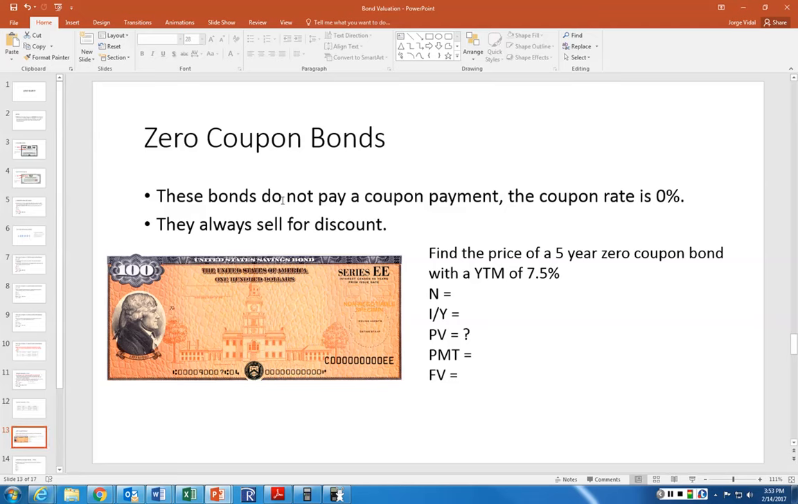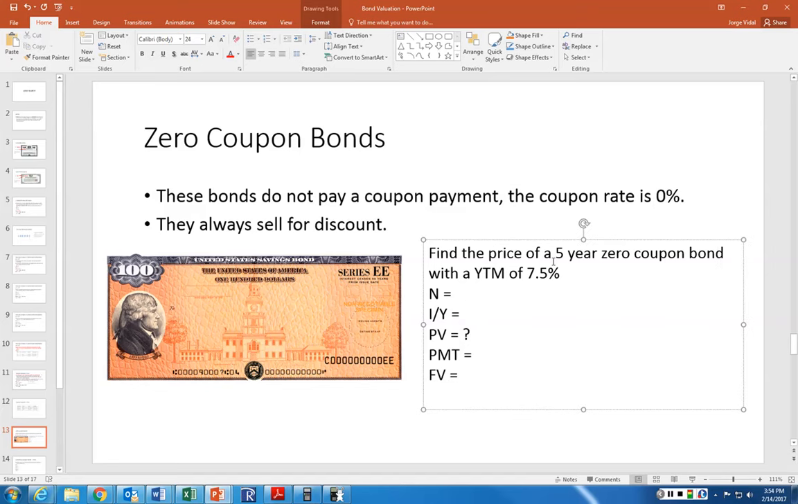Anyway, zero coupon bonds do not pay a coupon payment. The coupon rate is 0%. They always sell for a discount. It's the only way you can make money. With a coupon paying bond, you can pay a premium and still make money because you receive the coupon payments.